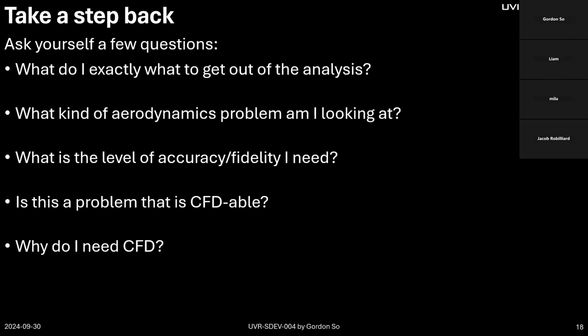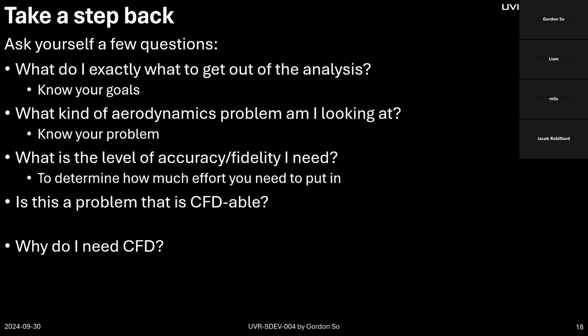So before doing a CFD, take a step back, ask yourself this question: what do I want to get out of the analysis? Because of course you need to know your goals. What are you actually looking for? And then what kind of aerodynamics problem am I looking at? I'm looking at supersonic flow, subsonic flow. Is it compressible? Is it external flow? Would it be mixing? Would there be any combustion? That's something that you need to identify.